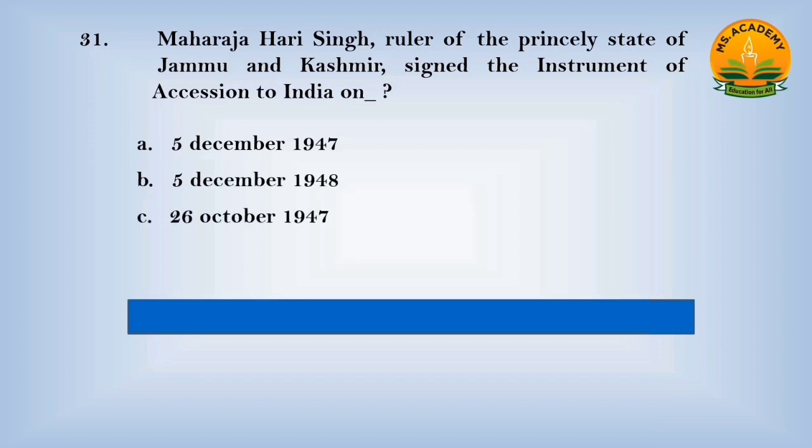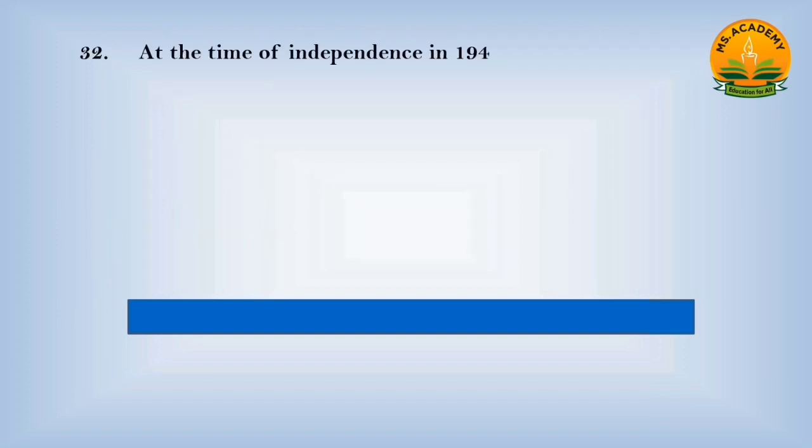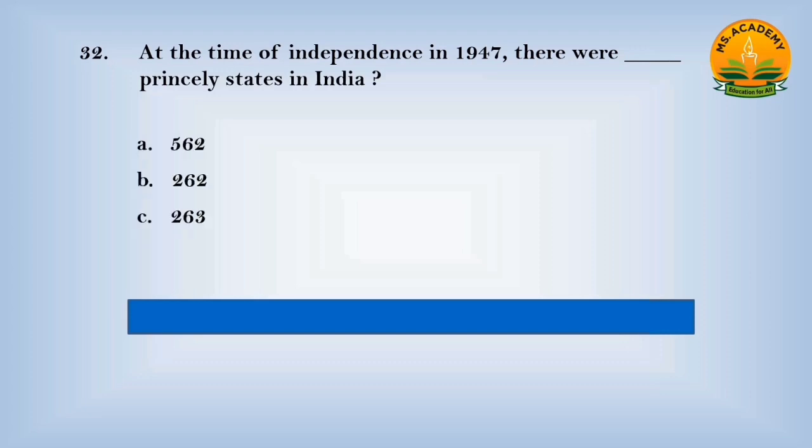Maharaja Hari Singh, ruler of the princely state of Jammu and Kashmir, signed the instrument of accession to India on dash A. 5 December 1947, B. 5 December 1948, C. 26 October 1947. Answer is C. 26 October 1947. At the time of independence in 1947, there were dash princely states in India: A. 562, B. 262, C. 263. Answer is A. 562.